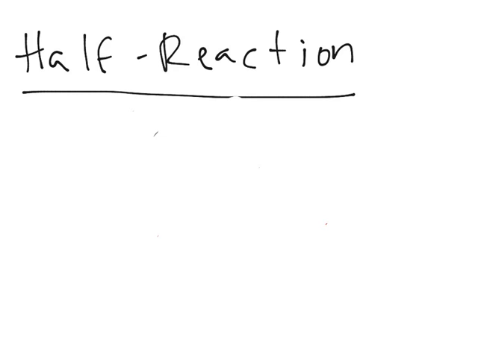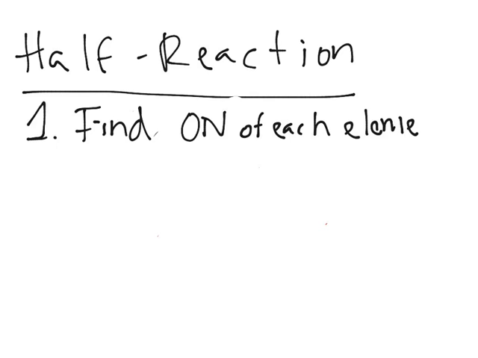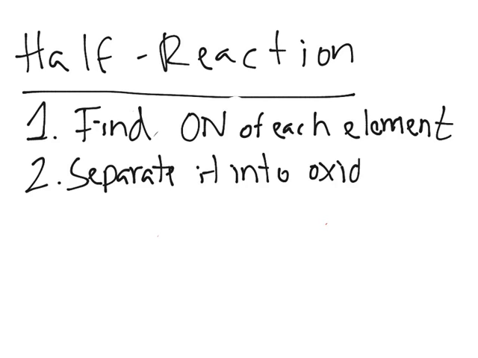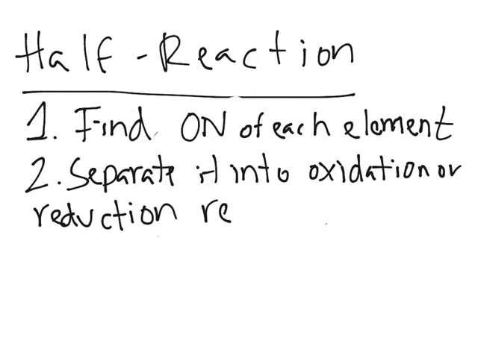The first thing you will always want to do is find the oxidation numbers of each element. This will tell you which compounds undergo oxidation and which compounds undergo reduction. This is essential because you will have to do different procedures for the compound that is getting oxidized and the compound that is getting reduced. So you want to separate it into an oxidation or reduction reaction. You will understand what an oxidation or a reduction reaction is when I do the example.